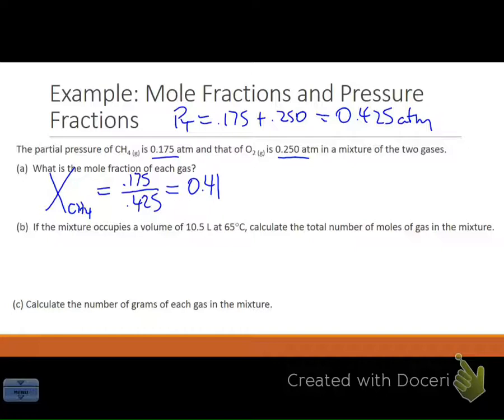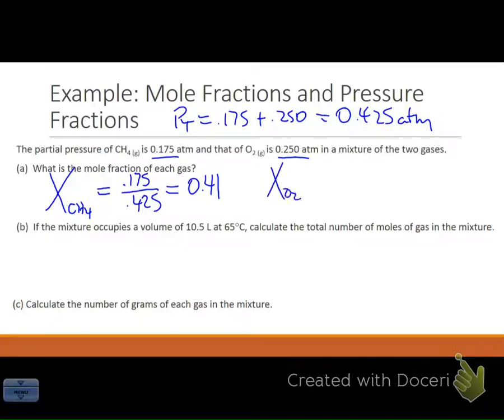Now, you may be thinking to yourself, whoa, whoa, whoa, what are you doing? You're looking for a mole fraction, but Mr. Taylor, you used pressure numbers. How can you do that? Well, remember back to our second slide, the 4th bullet. The mole fraction of a gas is equal to the pressure fraction of a gas because P and n are directly proportional. So I can do this. This is perfectly fine. And it saves a heck of a lot of work.